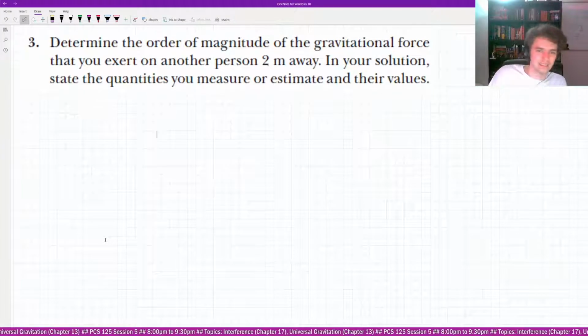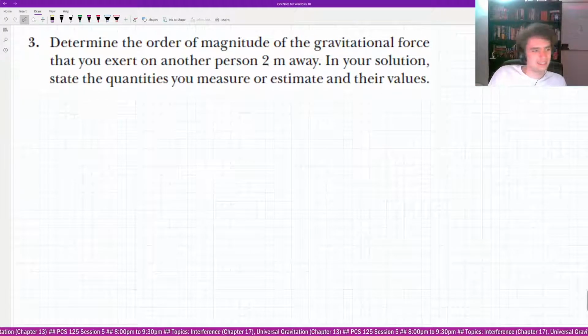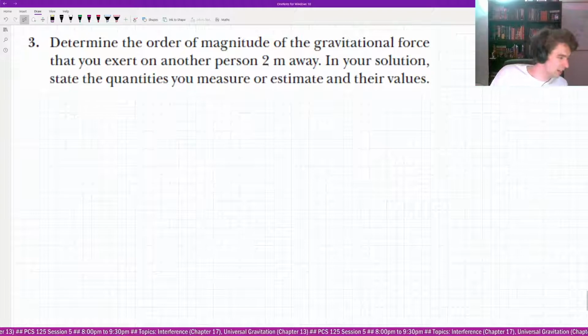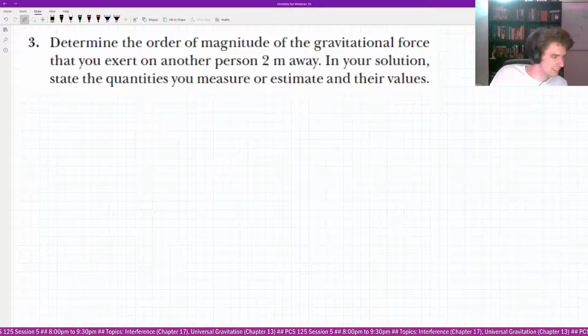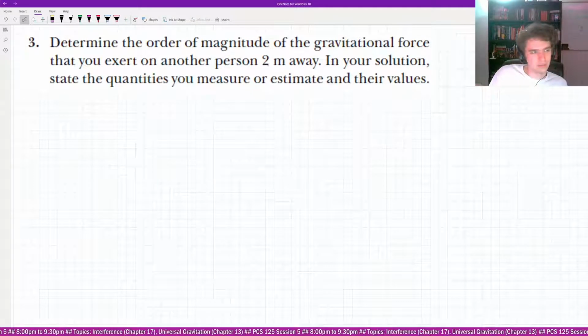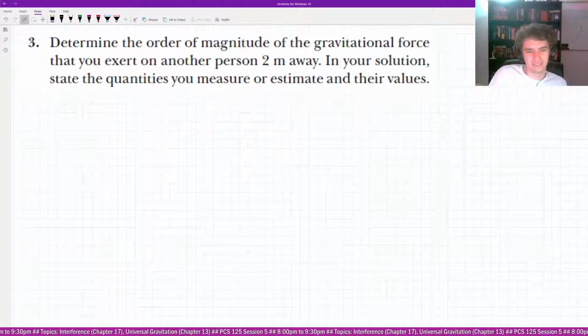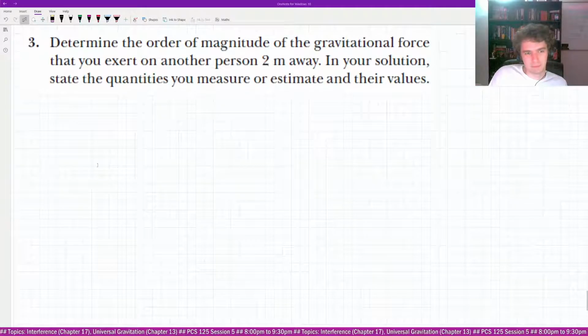Okay, we could try it, but this is also not going to show up on the test, anything like this. What do you think? Should we try it, or should we skip it? Yeah, let's skip it.